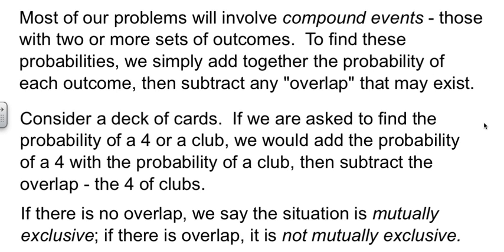So consider, if you will, a deck of cards, standard deck of 52 cards. If they ask us to find the probability of getting a 4 or getting a club, we would need to find the probability of a 4 and find the probability of a club and add those together. But then we have to subtract out the 4 of clubs because we counted it twice. We counted it as a 4 and we counted it again as a club, so we would need to subtract it out.